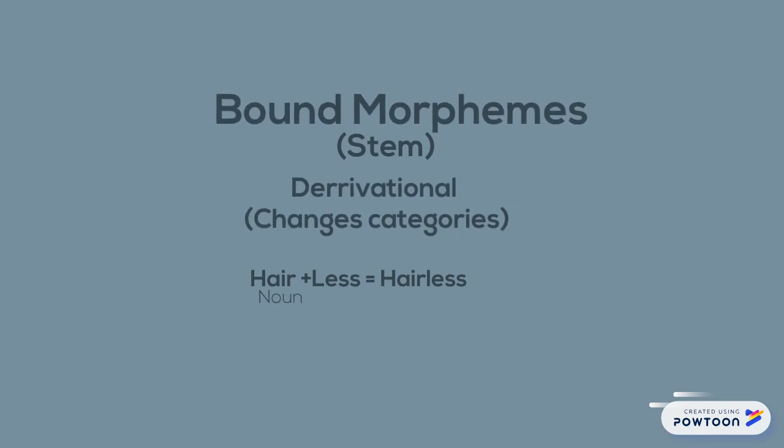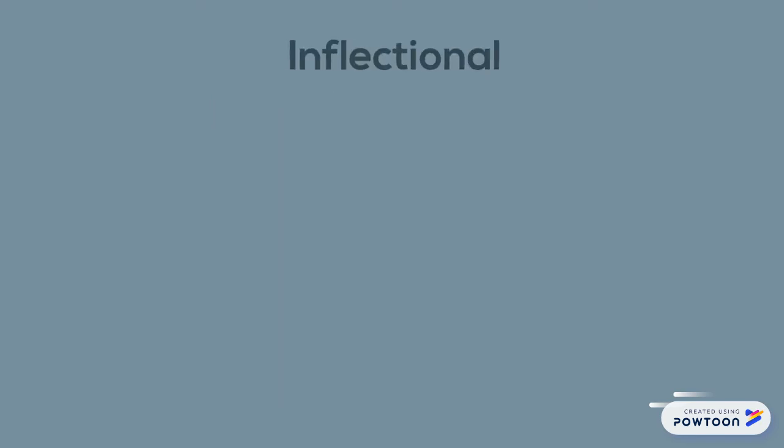The other morphemes are bound, which are considered to be stem. First, we have the derivational, which are the ones that change categories. For example, we have the word hair, which is a noun. If we add less, the word turns into hairless, which is now an adjective. In bound morphemes, we also have inflectional, which are used to indicate the aspects of a word. In English, there are only 8 inflectional morphemes.